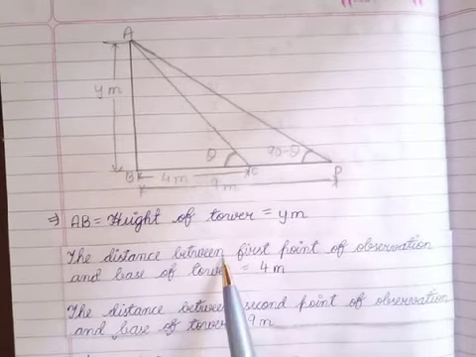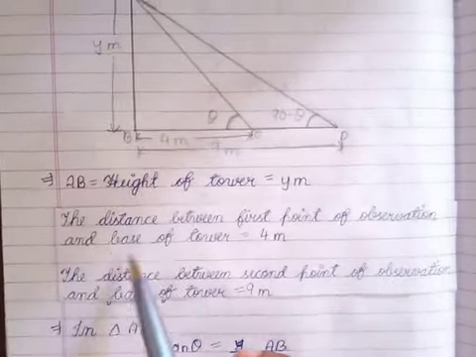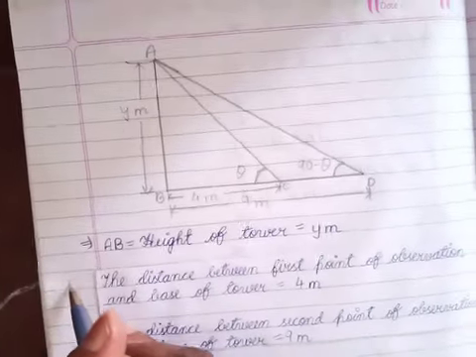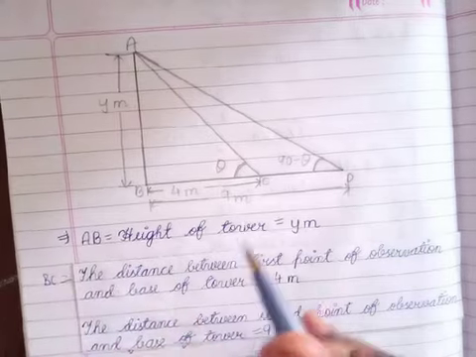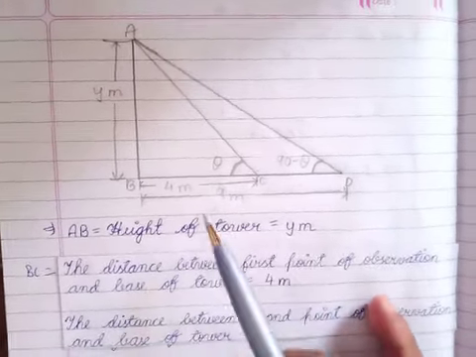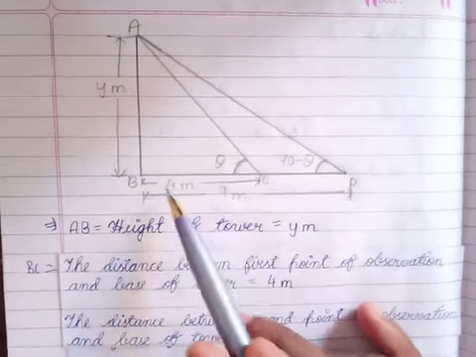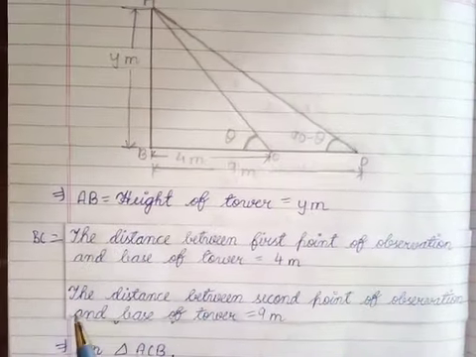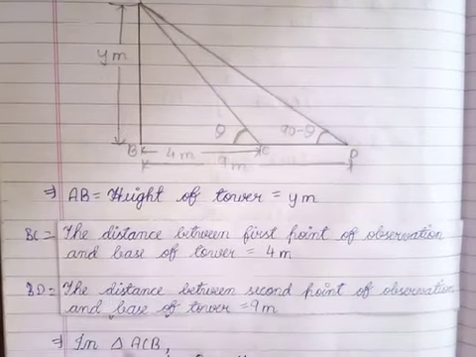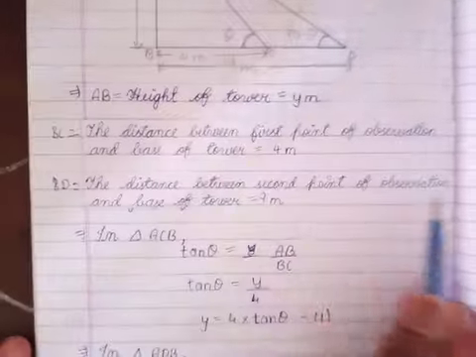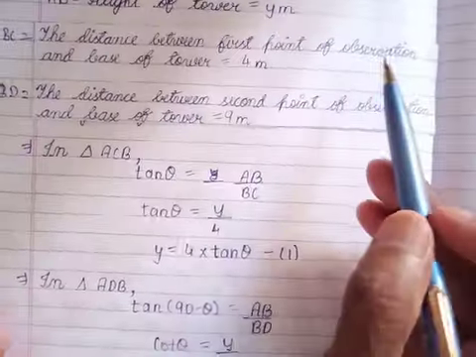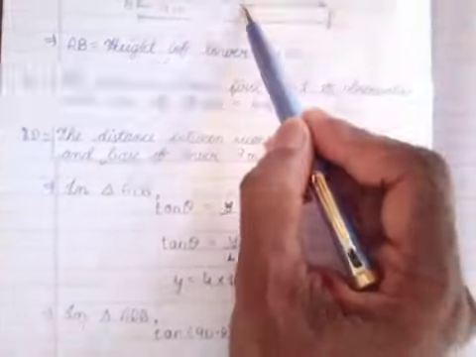BC is the distance between the first point of observation and the base of the tower, which is 4 meter. Then BD is the distance between the second point of observation and the base of the tower, which is 9 meter. So first we'll take ACB.